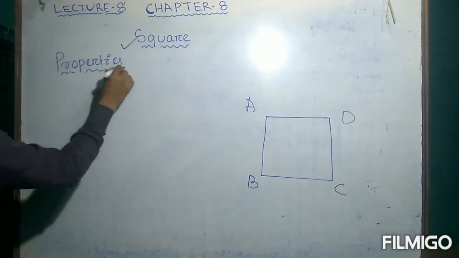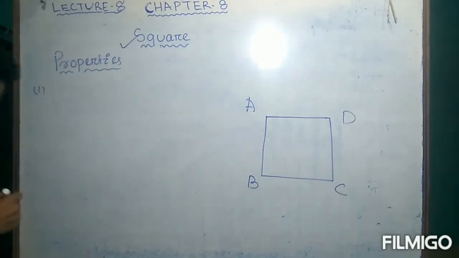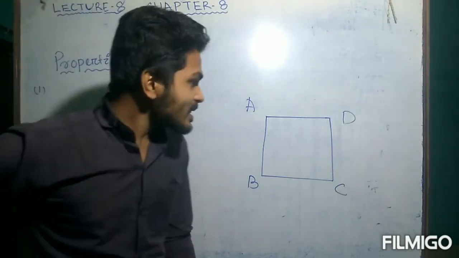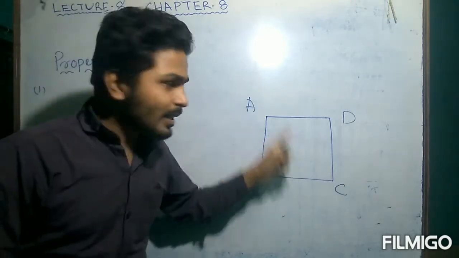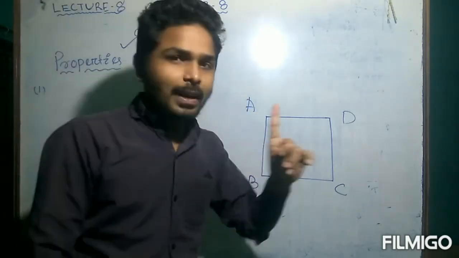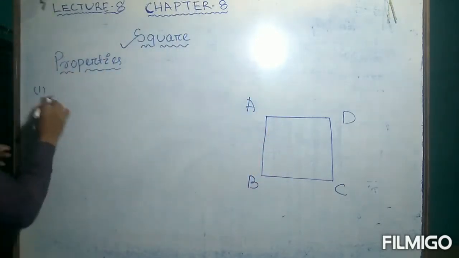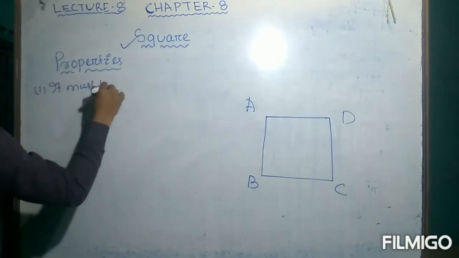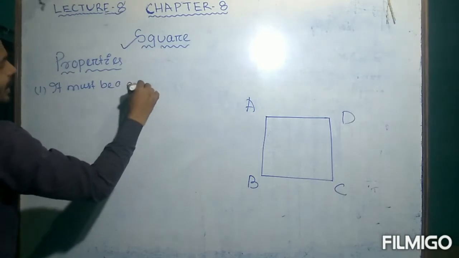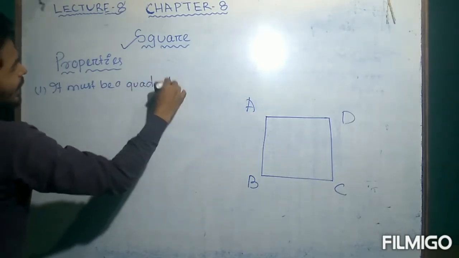So what is the first property? The first property is, in order to be a square, a figure must be a quadrilateral. This is the first property. So it must be a quadrilateral.